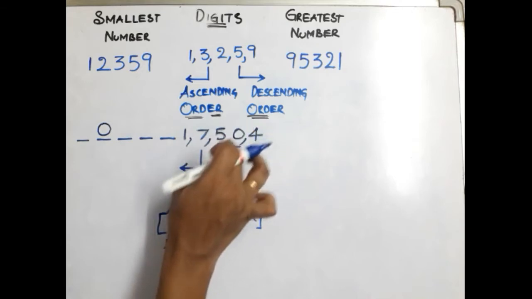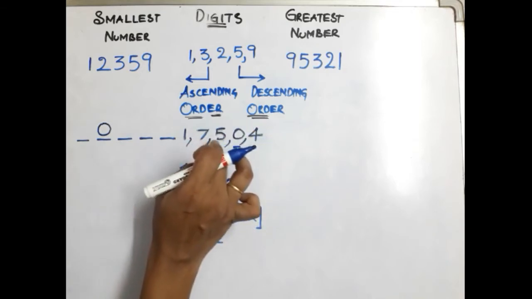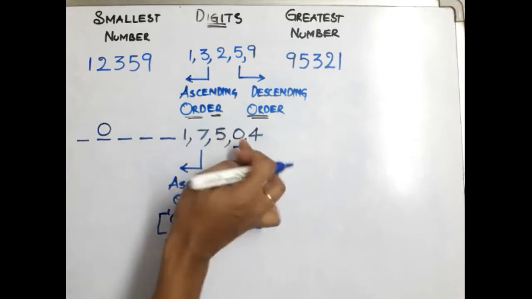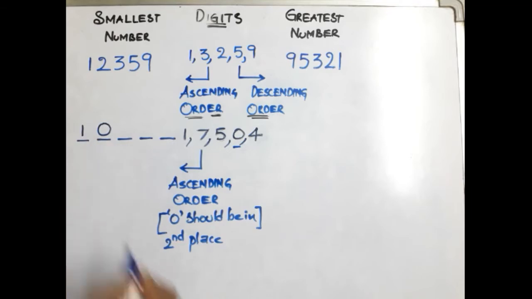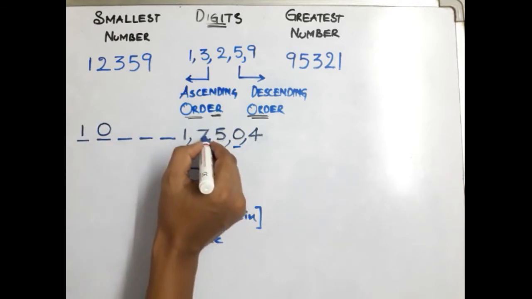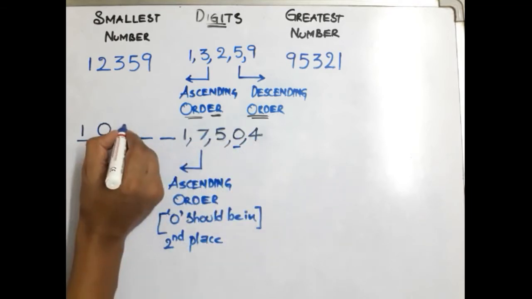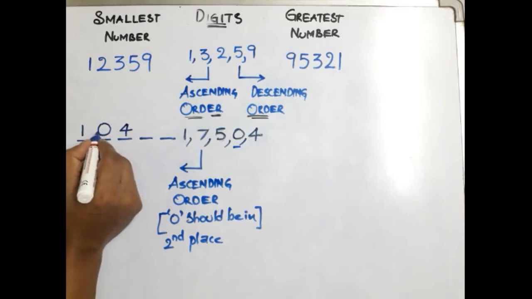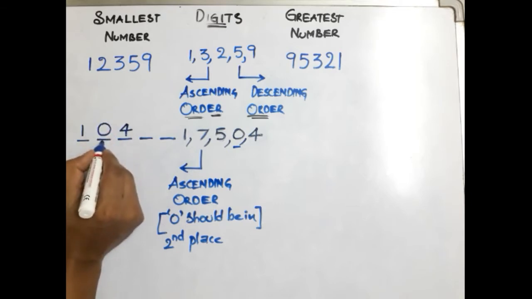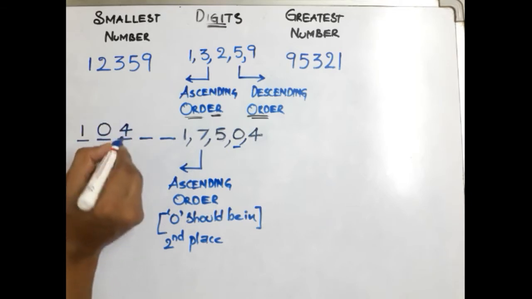Now we are done with 0. Next, 1, 7, 5, 4. In this, which is the smallest? 1. Okay. Next, 7, 5, 4. Which is the smallest? 4. Please be careful. 0 is already occupying the second place. So move to third place.